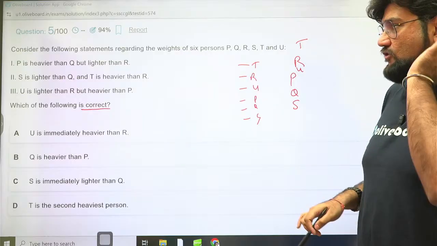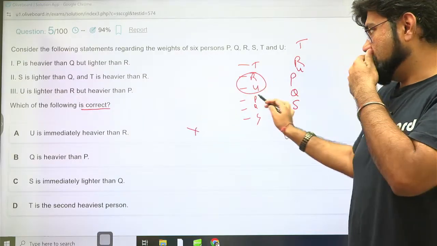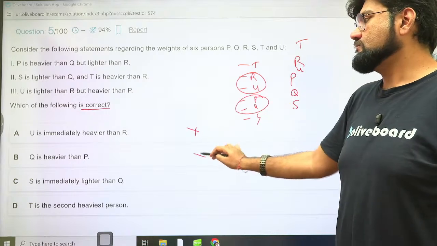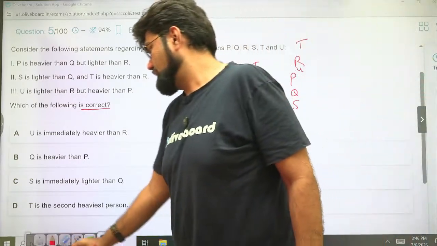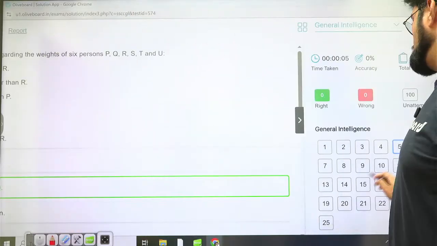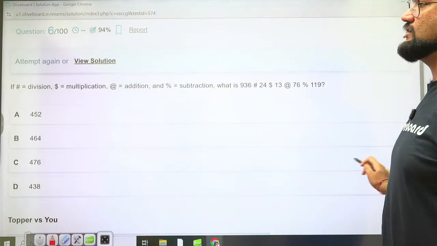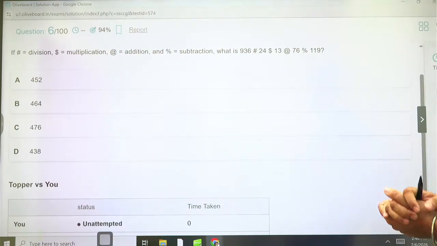The question is which of the following is correct? U is immediately heavier than R? No. Q is heavier than P? No, it's lighter. S is immediately lighter than Q? Yes. So option C is the right answer. Okay, 51 seconds for the arrangement's sake. Probably because of the arrangement, the person had skipped this question and had come back to it later on. Hence the extra time.